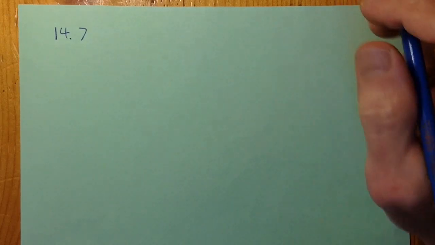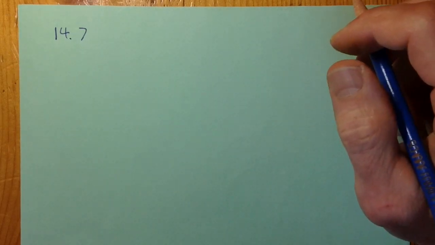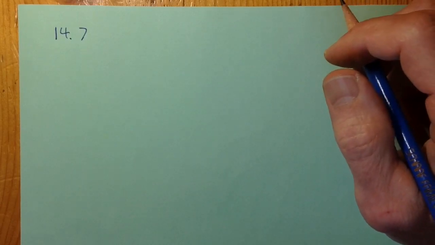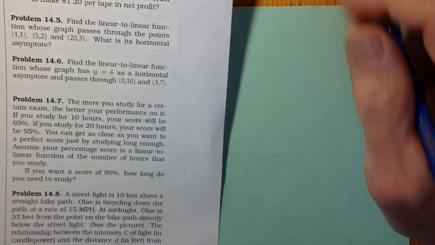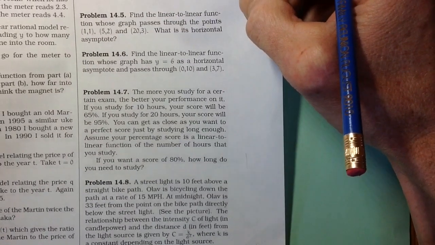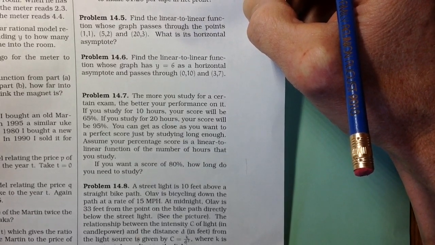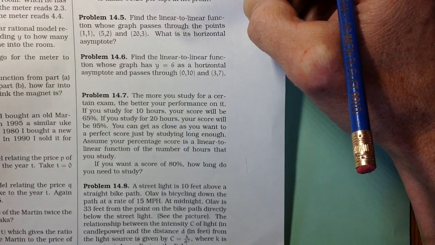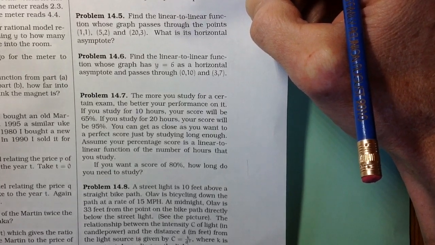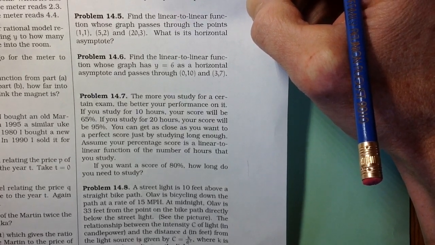So let's tackle number 14.7. This is another linear model, and it's kind of fun. It says here that the more you study for a certain exam, the better your performance on it. If you study for 10 hours, your score will be 65%. And if you study for 20 hours, your score will be 95%.